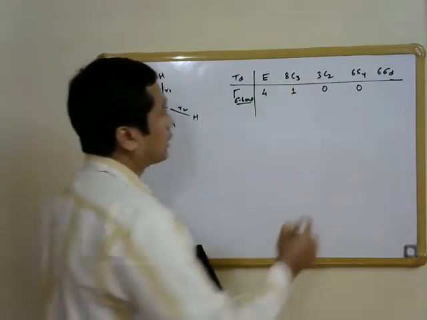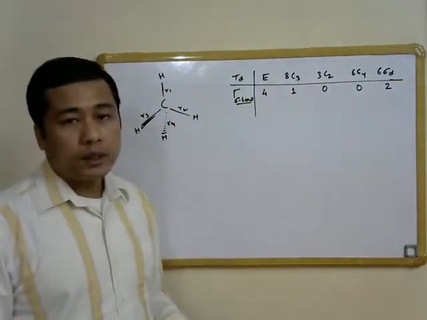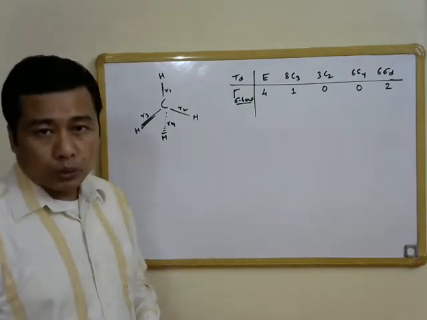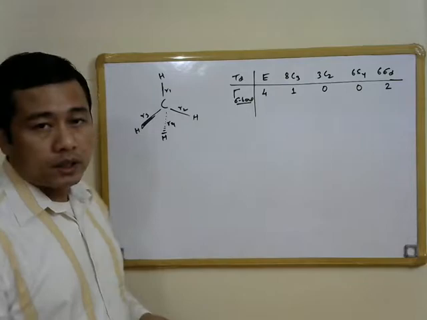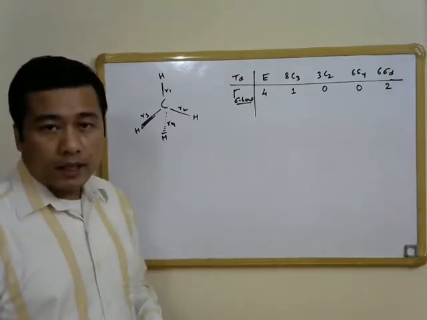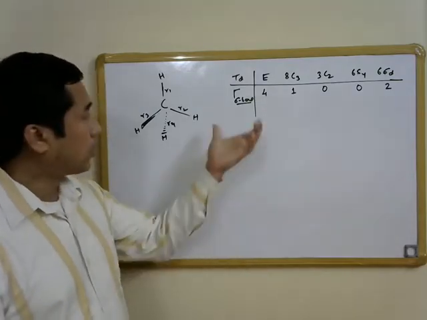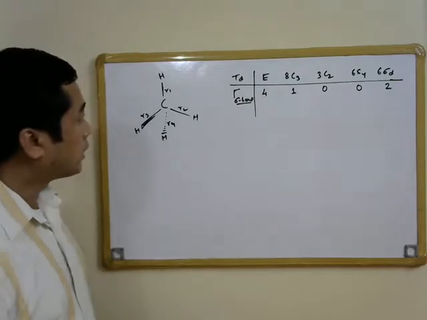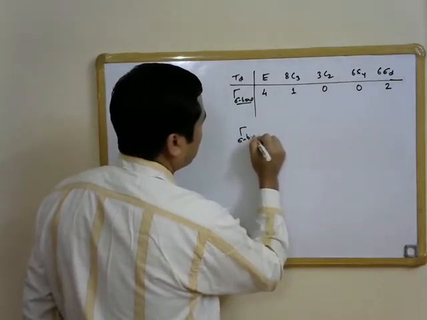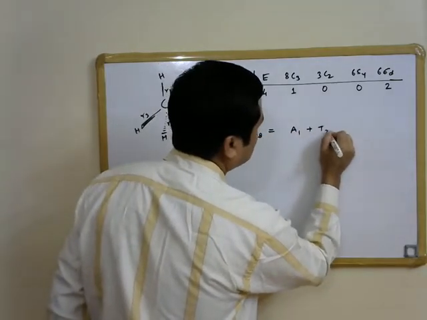So the total character here is going to be equal to +2. Now we have the reducible representation, taking the sigma bonds of a tetrahedral molecule as the basis. Now if we take the Td character table and find out the irreducible components of this reducible representation, gamma sigma bond, what we will find is that gamma sigma bond is equal to A1 plus T2.